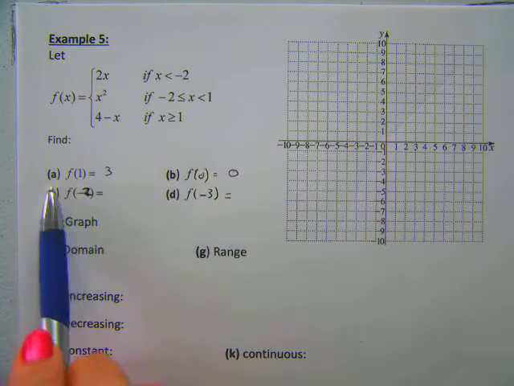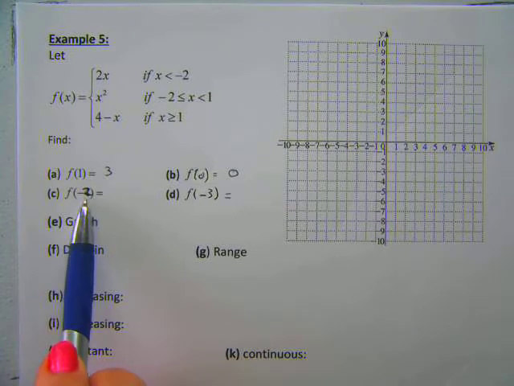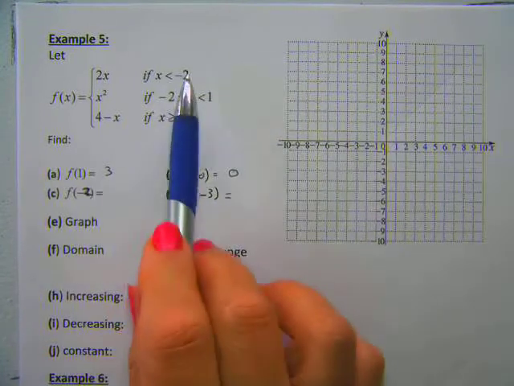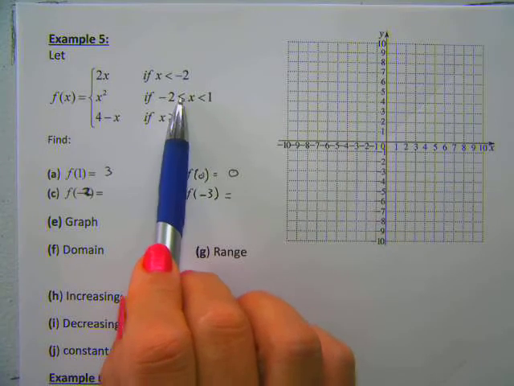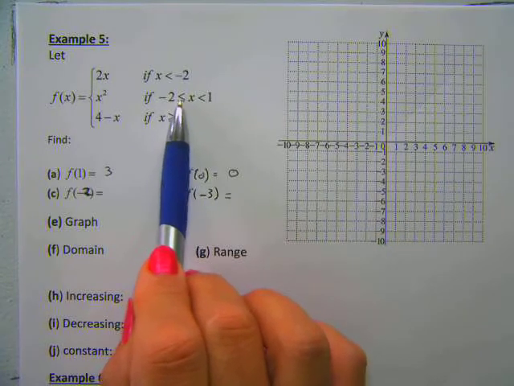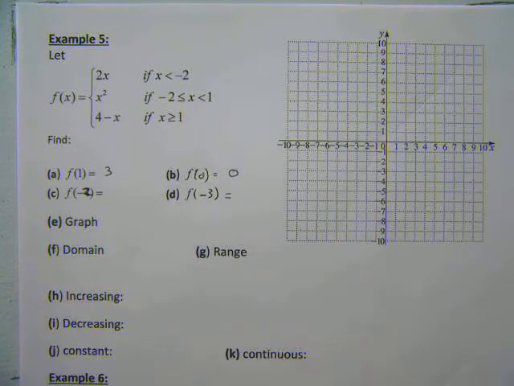How about negative 2? Where does the negative 2 belong? Is it the first or the second? It's the second. That's where the equal sign is. So I'm going to evaluate it at x squared. So negative 2 squared is 4.